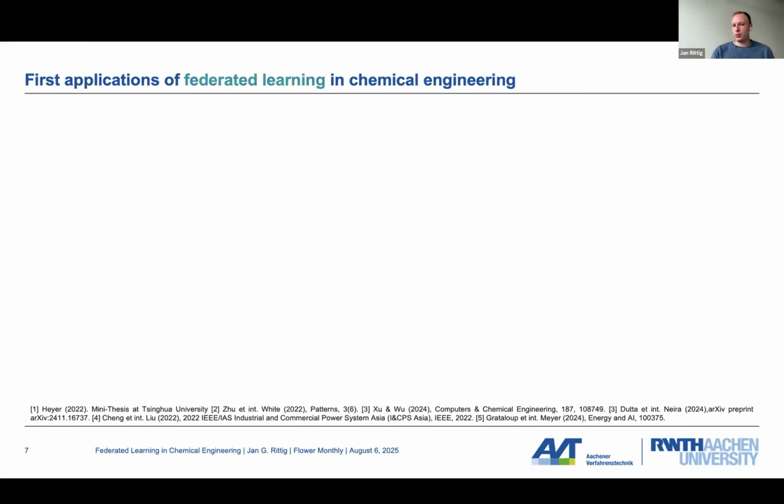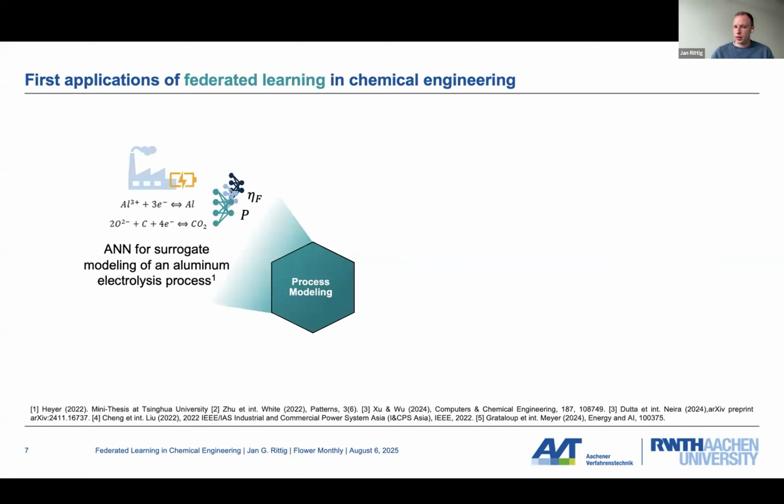So what we then did is we wanted to look at the first applications of federated learning in chemical engineering, and we looked through the literature. And what we found is that federated learning has already been applied in the process modeling context. So this work goes back to 2022. And here, artificial neural networks have been trained as surrogate models for aluminum electrolysis processes.